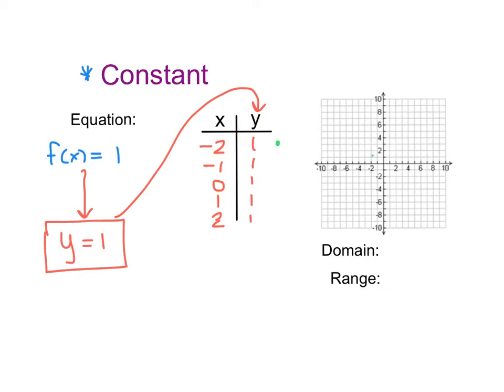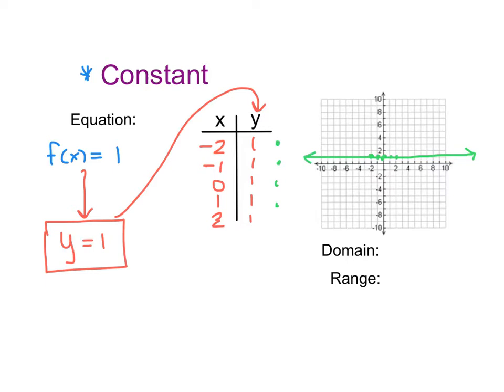So we go to our coordinate plane and we plot. X is -1, y is 1. We plot. X is 0, y is 1, and plot. X is 1, y is 1, and x is 2, y is 1. And what you should be noticing is all of those little dots are forming a horizontal line. So the constant function here is just a horizontal line where y is equal to 1. So that is our constant function equation, table, and graph.